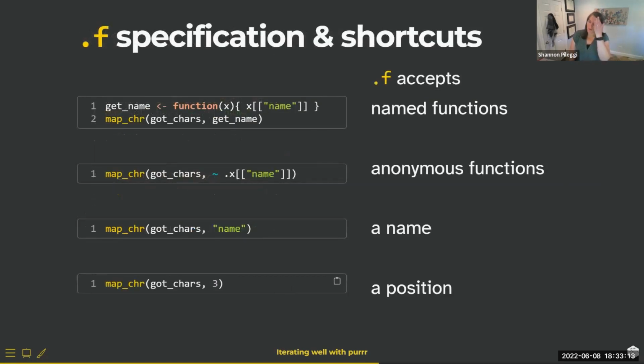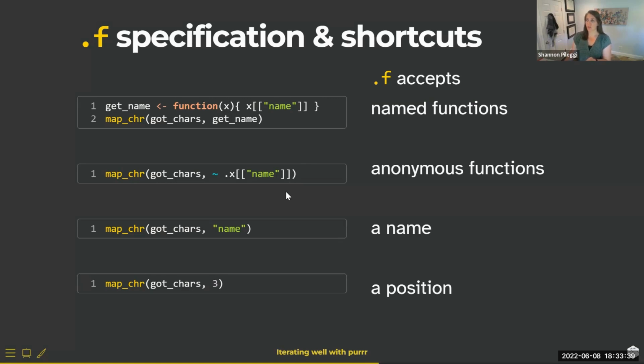So when you're thinking about what .f, the function, accepts, maybe the first thing you can think of is some sort of named function. Like if we created a function called getName, where we're extracting the name element out of that list and we can apply it, that's one way you can specify functions in .f. Or just like we've been doing, you can specify those anonymous functions.